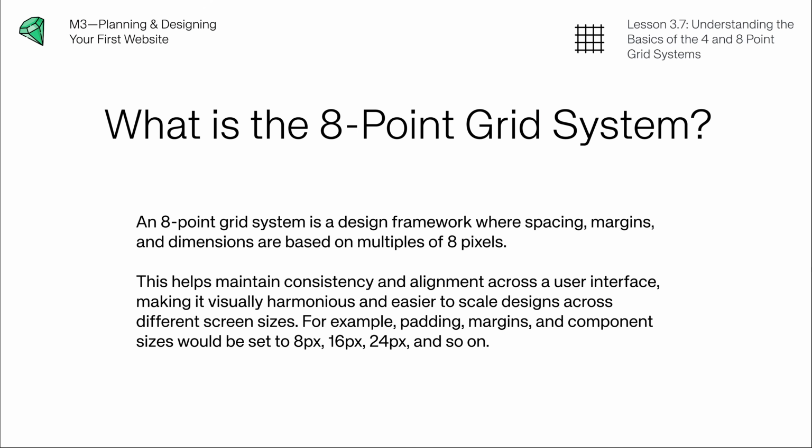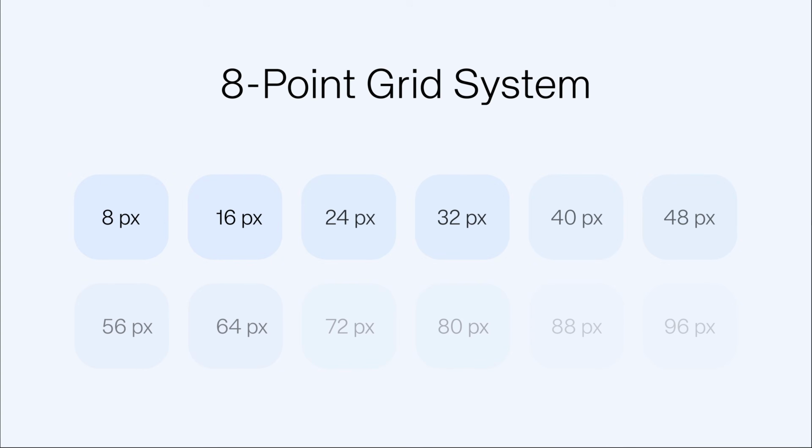An 8-point grid system is a design framework where spacing, margins, and dimensions are based on multiples of 8 pixels. This helps maintain consistency and alignment across the user interface, making it visually harmonious and easier to scale designs across different screen sizes. For example, padding and margins will be set to 8 pixels, 16 pixels, 24 pixels, and so on.